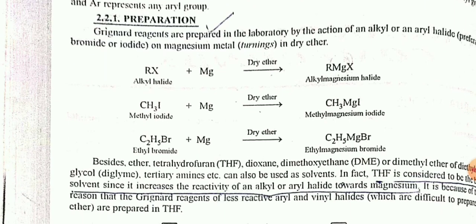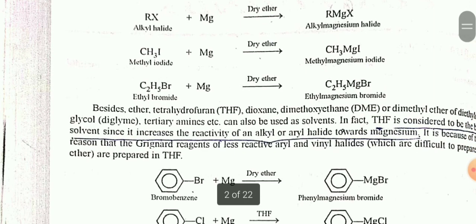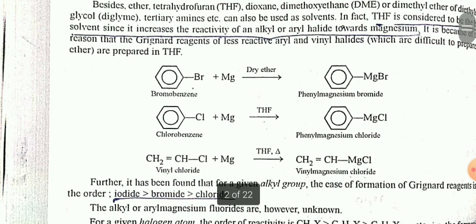Grignard reagents are prepared in the laboratory by the action of an alkyl or an aryl halide on magnesium metal turnings in dry ether. RX plus Mg in the presence of dry ether gives RMgX. Besides ether, tetrahydrofuran THF, dioxane, dimethoxyethane DME or dimethyl ether of glycol, tertiary amines, etc. can also be used as solvent.